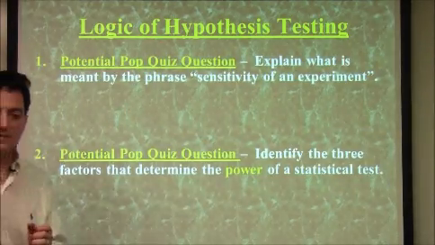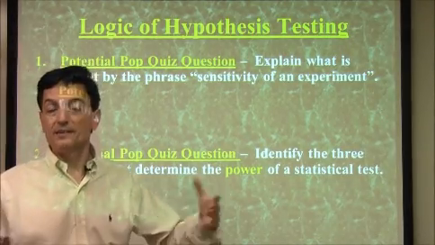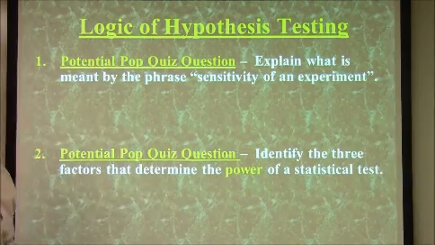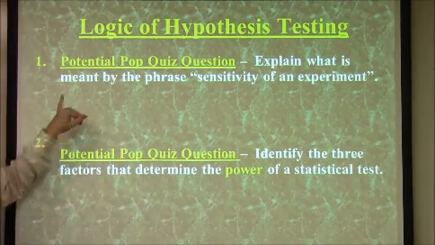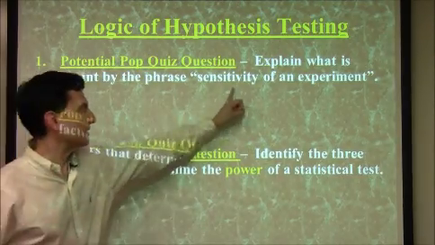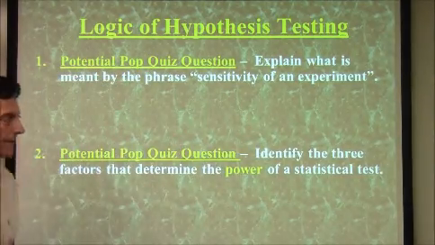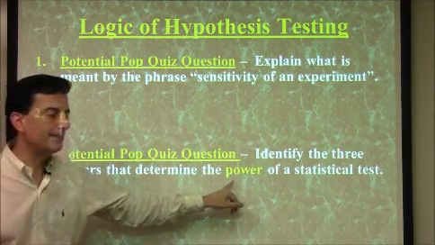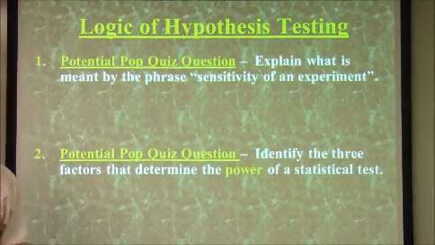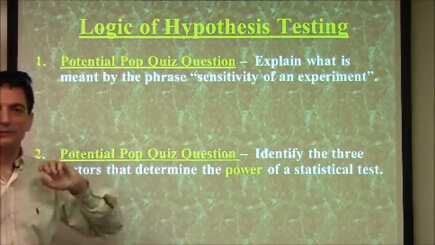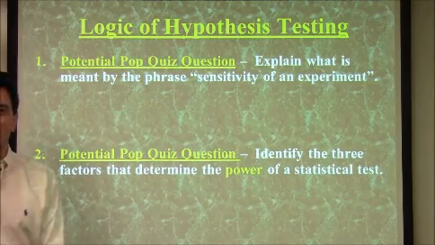Okay, so why don't we see if we can now begin to extend on what we've already learned, and see if we can address these two pop quiz questions. First, explain what is meant by the phrase sensitivity of an experiment, with an emphasis on the word sensitivity. Okay? And then secondarily, identify the 3 factors that determine the power of a statistical test. So here's an issue of sensitivity, here's an issue of power. We'll let you address those questions and stop the video.